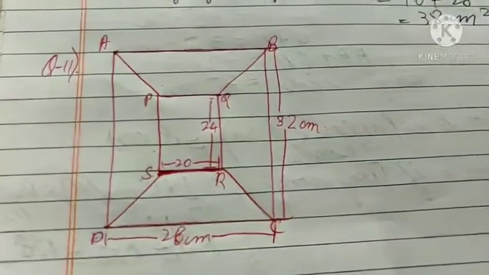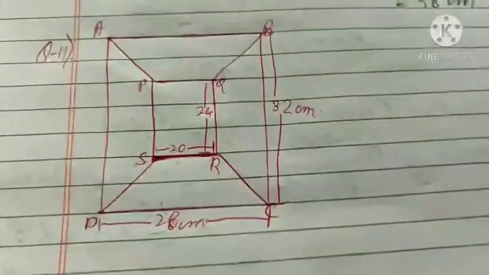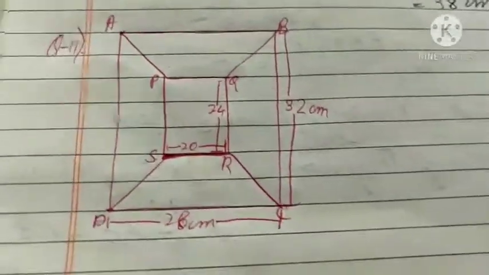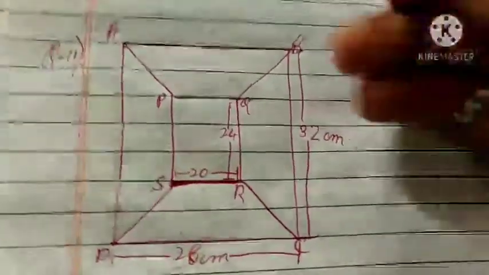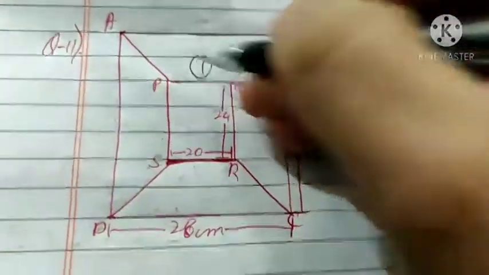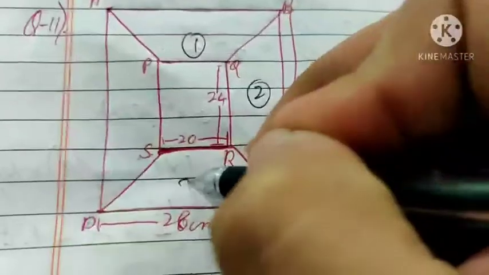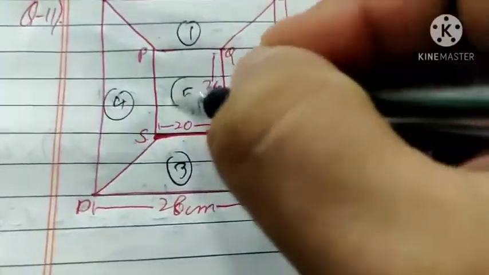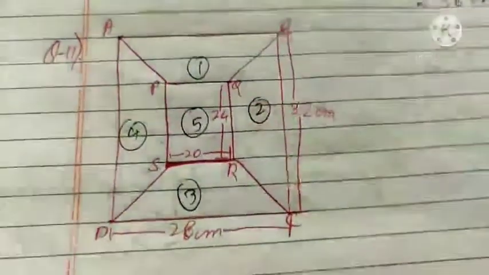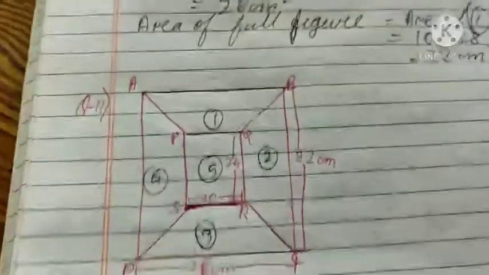Good morning, class. So this is our next question. We have to find the area of each section of this figure. That is area of 1 plus 2, 3, 4 and 5. We have to find the area of all the 5 figures separately. Okay.